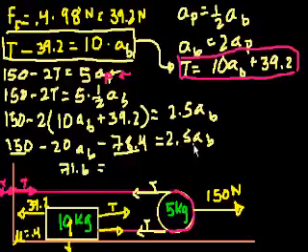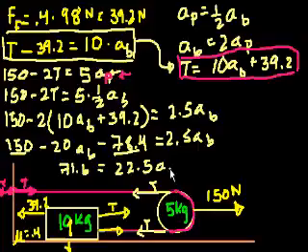So if I add 20 times the acceleration of the block, that's not AB, it's A sub B. You get 22.5 times the acceleration of the block. Right? 71.6 is equal to 22.5 times the acceleration of the block. We're almost done. So we divide both sides by 22.5, and we get the acceleration of the block.